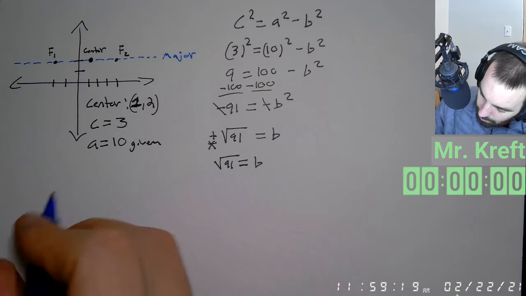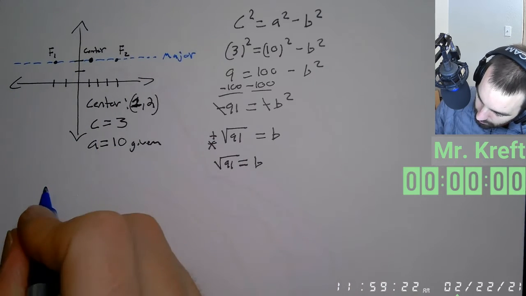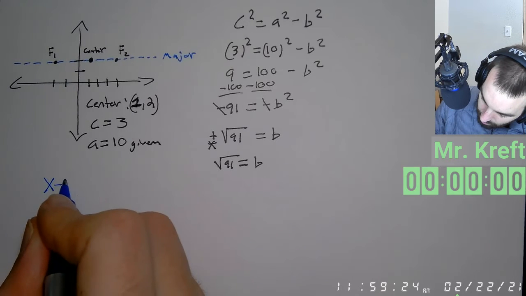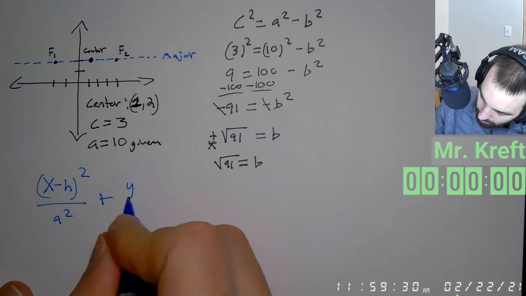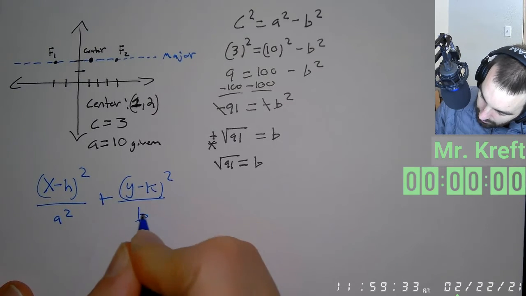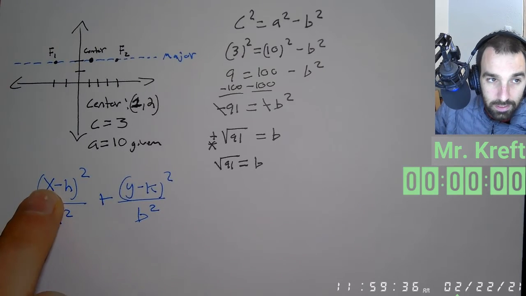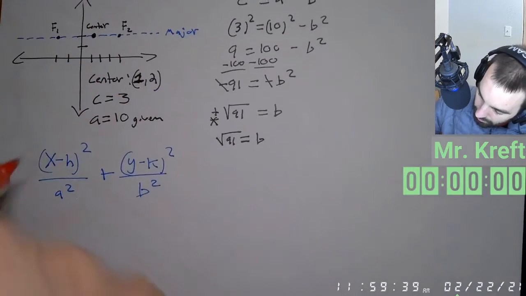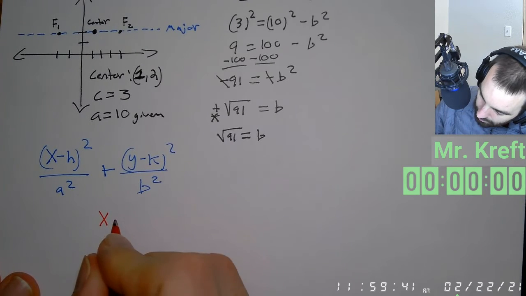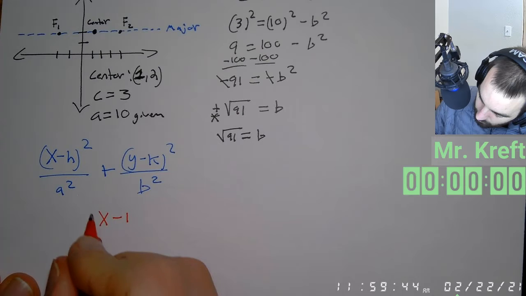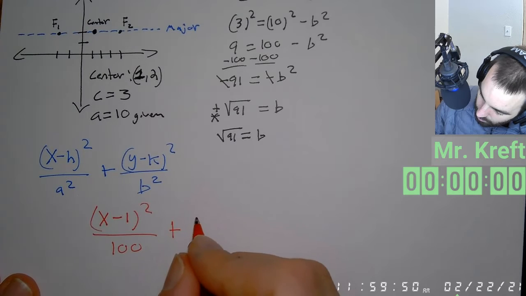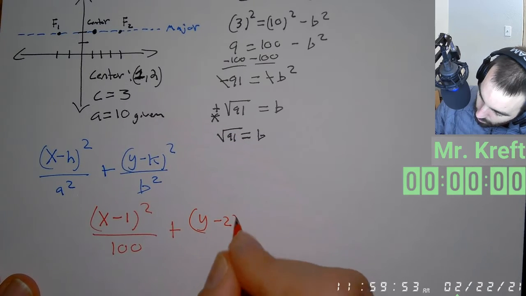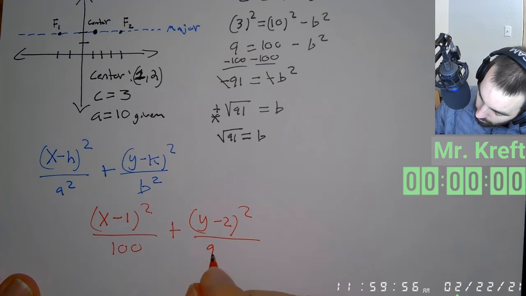So what do we got here? Square root of 91 equals B. So it's in the major. So then I know I'm going to have X minus H quantity squared, and that's going to be over my A because it's the major. And then Y minus K quantity squared, and that's going to be the minor. Okay, so the major is in the X direction. So to write my answer here, I'm going to have X, my center is 1, so minus 1, quantity squared. My major is 10, so that's 100. And then Y minus 2, quantity squared. My B is square root of 91, so this is 91, and that equals 1.